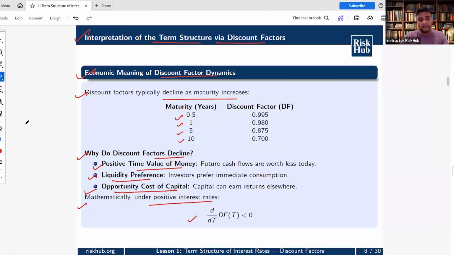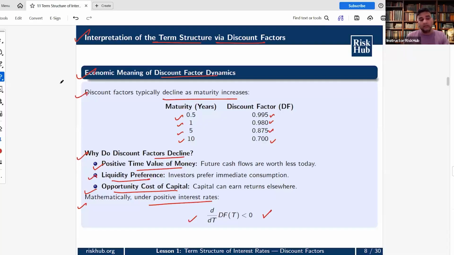So what's on this slide is a kind of 4-row table, 3 economic reasons and 1 derivative condition. Table column 1 is maturity in years: 0.5, 1, 5, 10. Column 2 is the discount factor: 0.995, 0.980, 0.875, 0.700. The picture shows the discount factor falling steadily as maturity lengthens. Converting each row to an annually compounded spot rate gives roughly 1.01%, 2.01%, 2.71%, and 3.63%. This is an upward sloping curve.